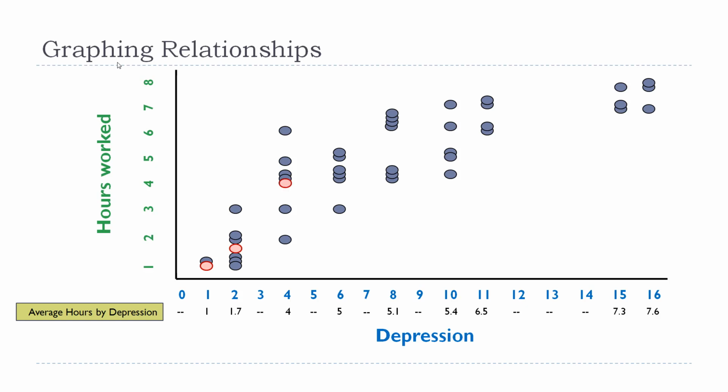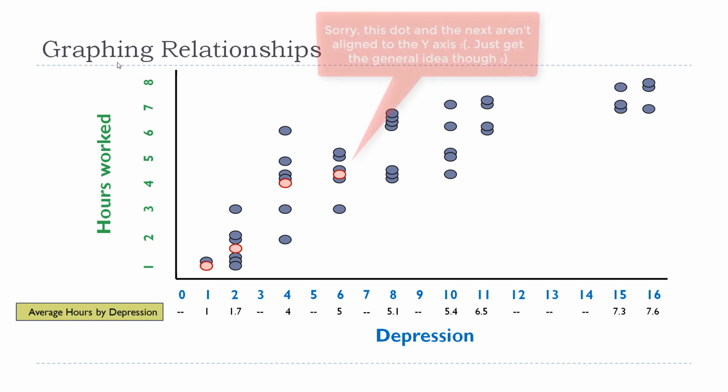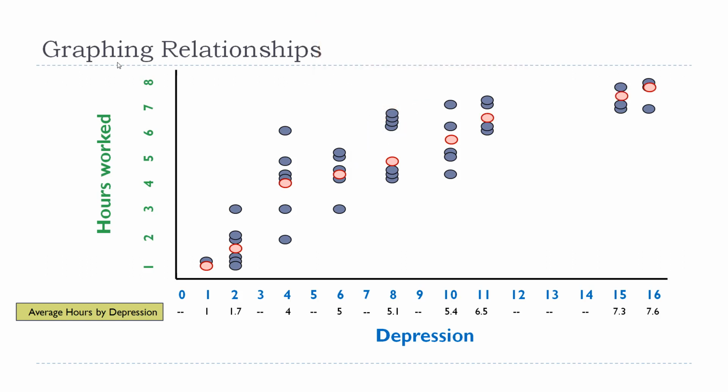And similar to 4, which was the average number of hours worked per day by those who scored the depression as a 4. And here's the average for this one, and the average for that one, and that one, and that one, and that one, and that one. Okay? So what I've done here is just plot those average scores.